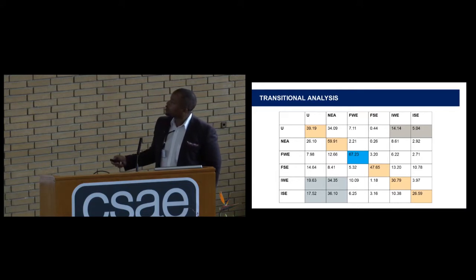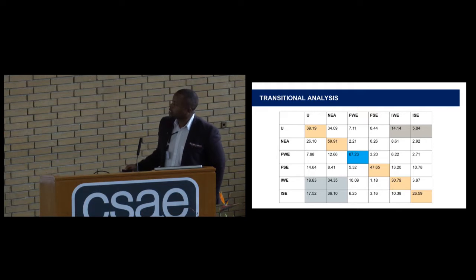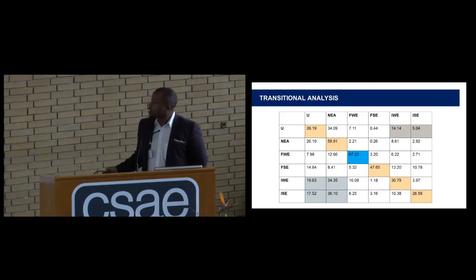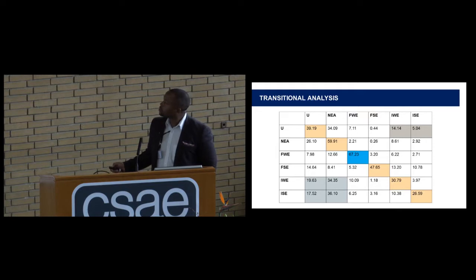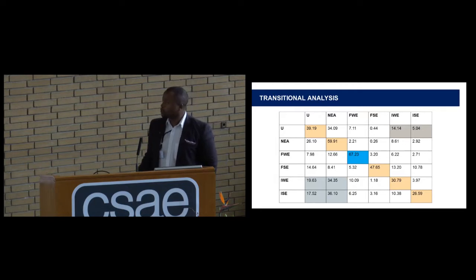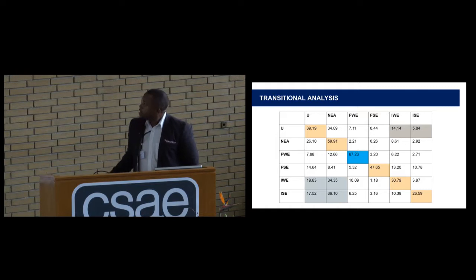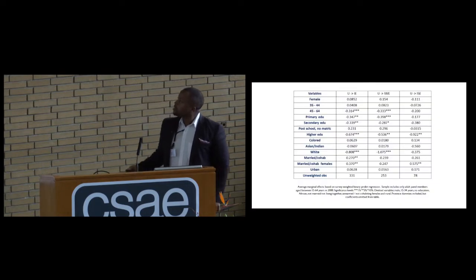And then, of interest, we see that from informal wage employment to formal wage employment there's actually 10%, which reflects that informal wage employment can be a stepping stone to formal employment. And we can see a reverse transition from informal jobs to, for example, unemployment and the not economically active, about 20% and 34%, and about 18% and 36%, which shows that informal jobs are not for the long term, and most of them are casual jobs and don't last long. And then results from the econometric analysis, which is the most interesting part.